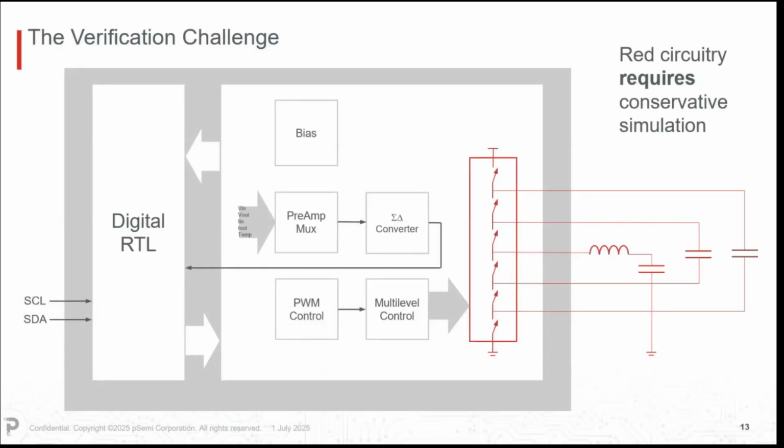So if we look at our verification challenge, in essence, the trouble here is we've got this large amount of digital RTL, we've got some preamps, and then we've got a sigma delta converter in there, we've got our pods with modulation control, our ability to control these different switches, and the red part over here really requires some kind of conservative modeling. And by conservative modeling, I mean charge conservation, as we do in a SPICE simulator typically, for this to actually all function correctly.